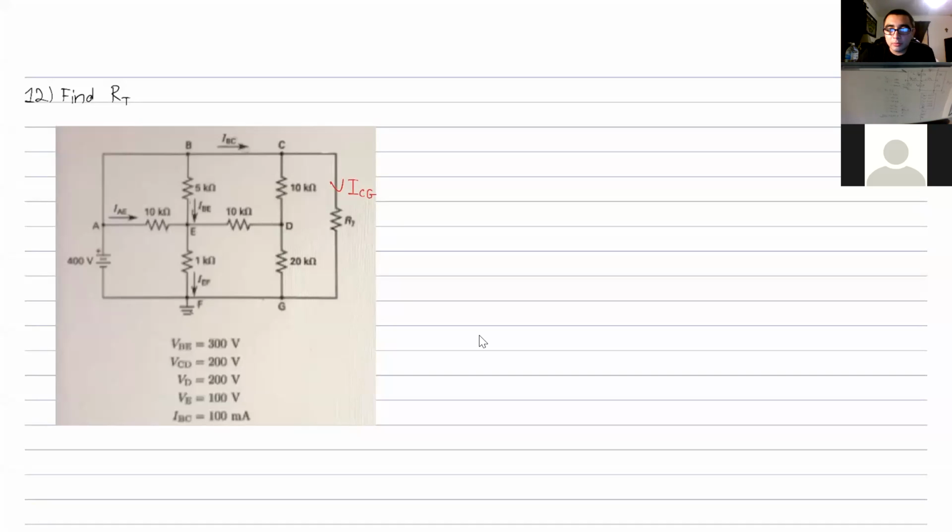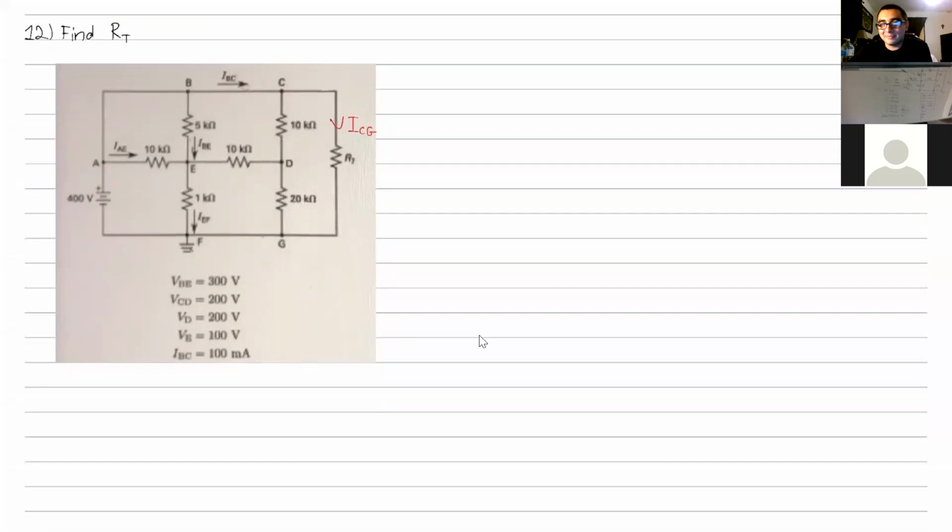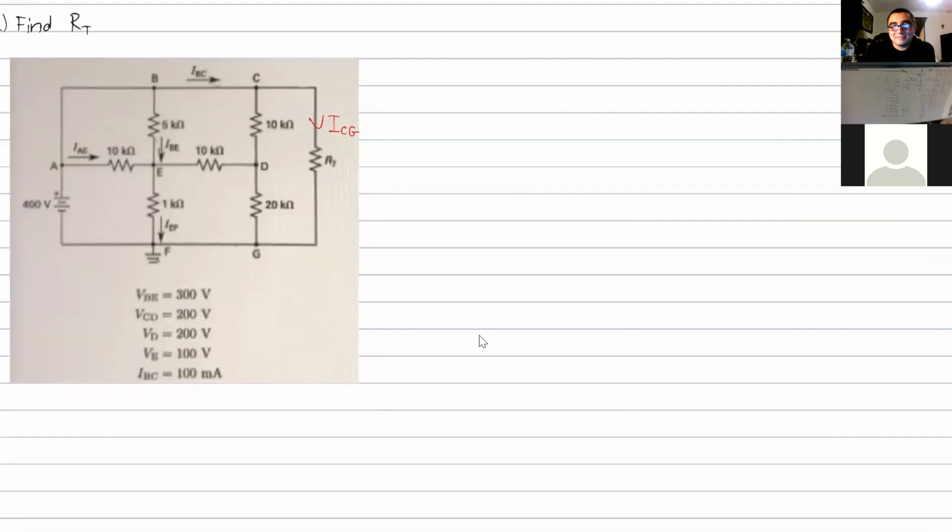I'm ready. Okay, so this problem is asking us to find this value of RT, this output resistance. Just by looking at this, we can tell that the current going through that resistor is going to be equal to that current IBC, which is given, minus the current going from node C to node B. So that's the first step. We need to figure out what this current is through RT so we can find its value.